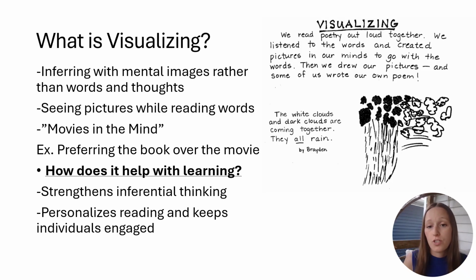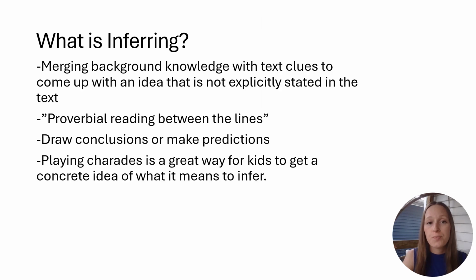What is visualizing? Visualizing is when you read a text and have mental images in your mind from the words provided on the page. It can be referred to as movies in the mind because while we read, we are imagining what is happening, whether we realize it or not. This personalizes each individual's reading experience and can be a useful tool in understanding a text. An example is preferring a book over a movie, which we can all relate to.